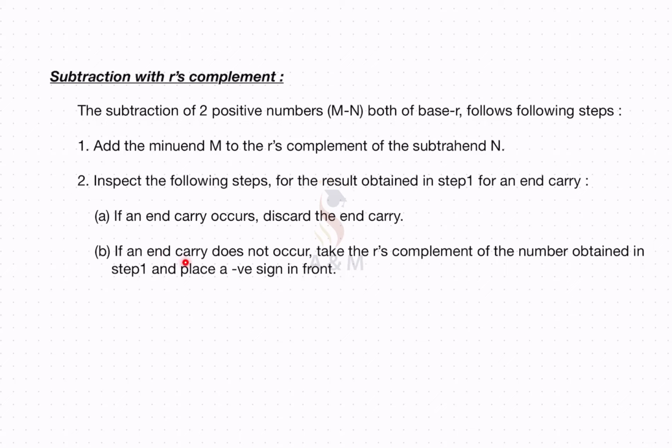B. If an end carry does not occur, take the r's complement of the number obtained in step 1 and place a negative sign in front. That means, suppose there is no end carry, we have to find the r's complement of the result obtained in step 1 and then place a negative sign, that is minus sign, in front of the result.